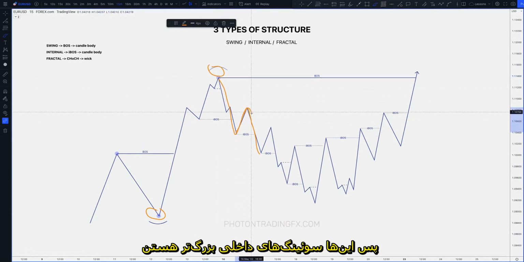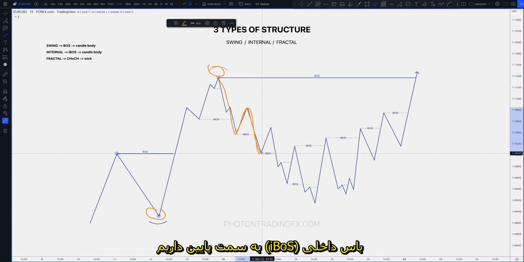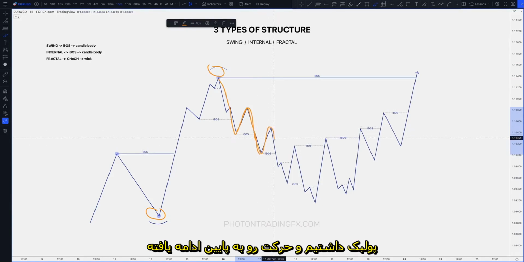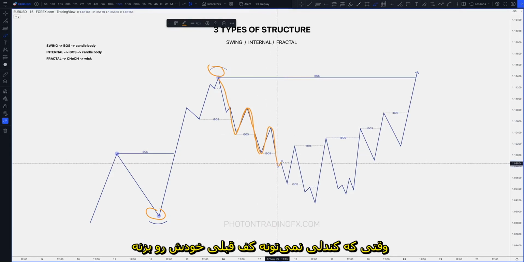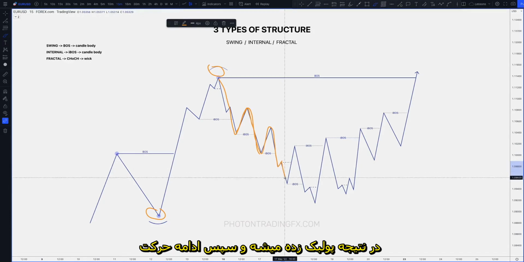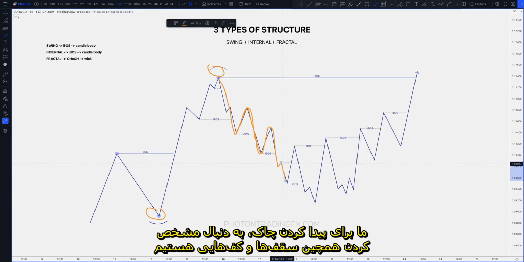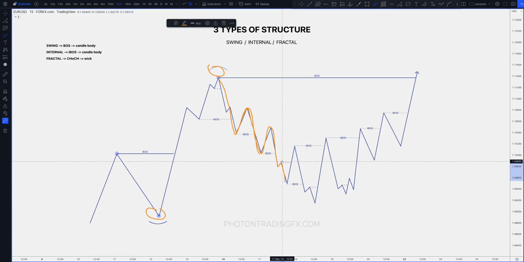So these are the larger internal swings. We get that internal breaker structure to the downside. We pull back, right? And it keeps going down. Now, this is kind of more realistic of what you'll see in the market, where you'll get those little pullbacks, right? Where the prior candle fails to break the prior candle's low. So we pull back and then we continue down, right? That's exactly what we were looking for, marking our highs and lows for CHOC, okay?